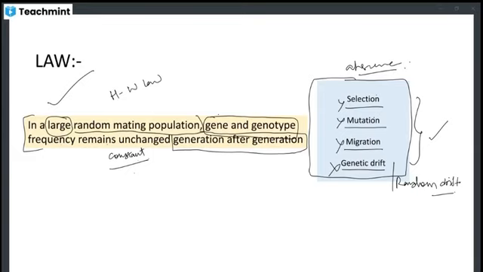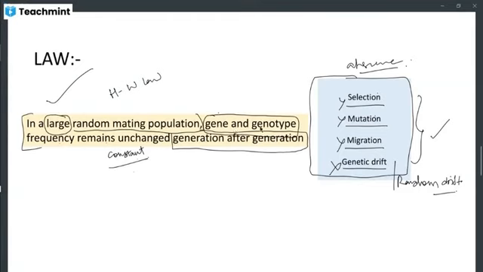Okay. So this is what the law states or defines. In a large random mating population, both our gene and genotype frequencies remain constant generation after generation if these four forces are not involved. These forces should not be acting on our random mating population. Then our gene and genotype frequency remains constant generation after generation. So please remember these four forces: selection, mutation, migration, and genetic drift.